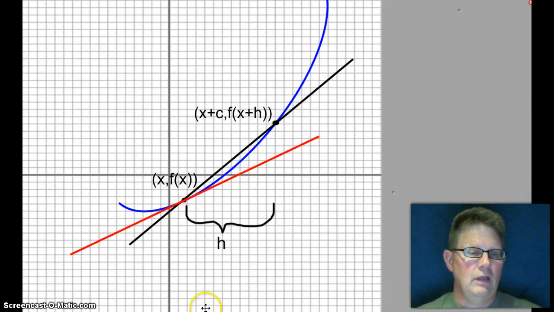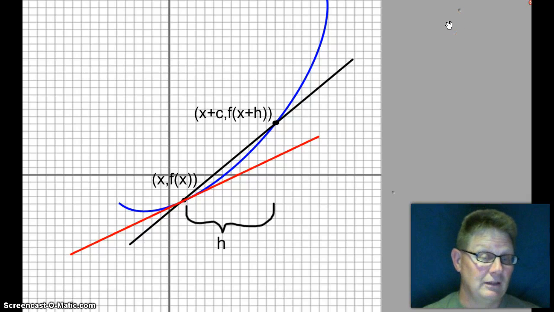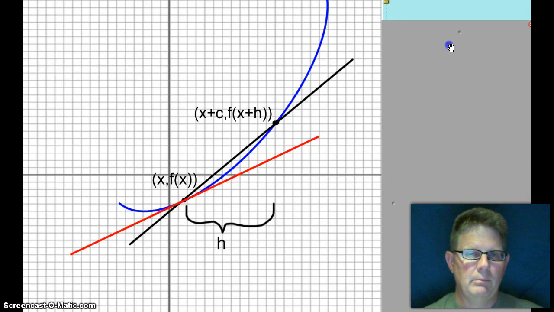So first of all, let's talk about the slope of the black line, the secant line. Let's go ahead and talk about the slope of that line. Eventually you want to find the slope of the red line, but right now let's just find the slope of the black line.